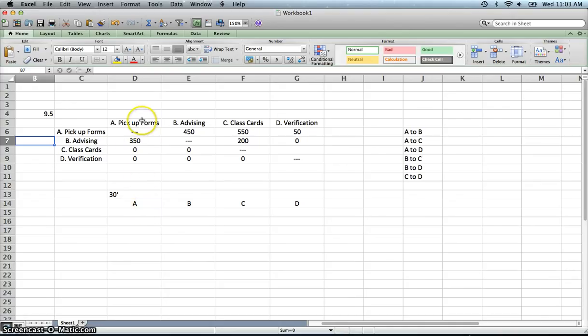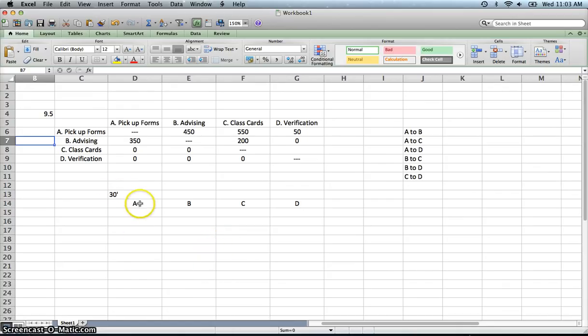And so based on this, we're going to just put them in order. So table A will be picking up forms, table B will be advising, table C will be picking up your class cards, and D will be payment or verification. And so we will evaluate the cost associated with that.